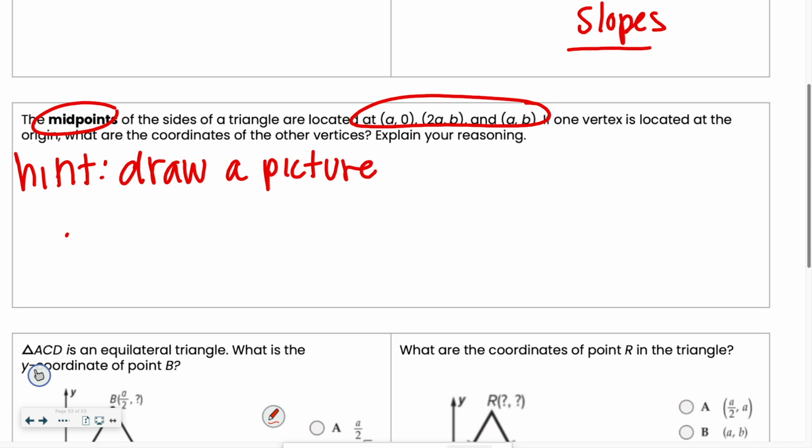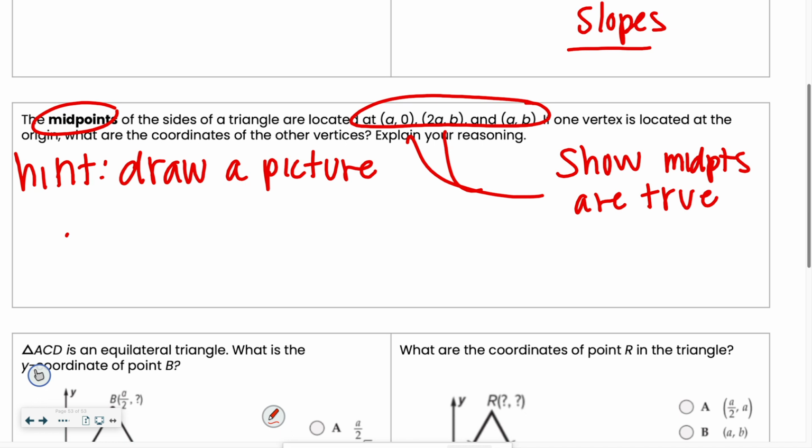And then when you're done, you have to show what the midpoints are. So we have to show that the midpoints are true. So when you plug into the midpoint formula, you should get these as your answers. The next one's multiple choice. I think you guys can reason yourself through that and try your best on the bottom, okay?